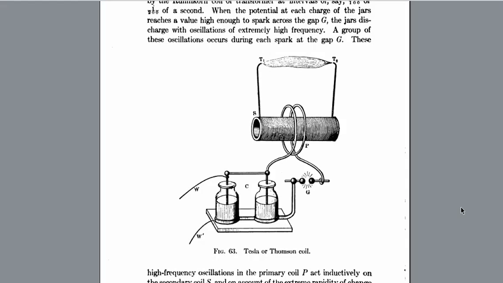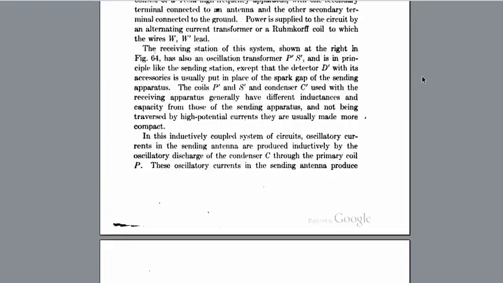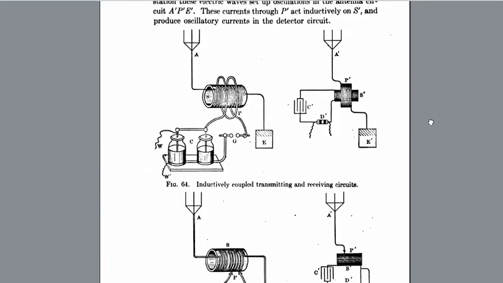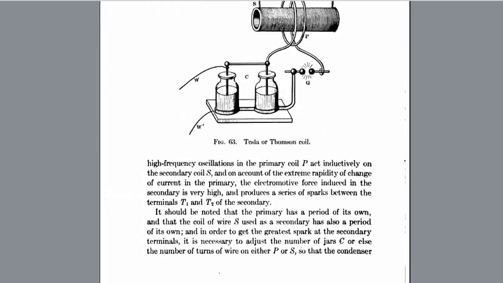The bank of jars is connected by means of the leads WW' with the secondary of a Ruhmkorff coil, or better with the secondary of an alternating current step-up transformer. The Leyden jars are repeatedly charged by the Ruhmkorff coil or transformer at intervals of, say, 1/16th or 1/30th of a second. When the potential at each charge of the jars reaches a value high enough to spark across the gap G, the jars discharge with oscillations of extremely high frequency.